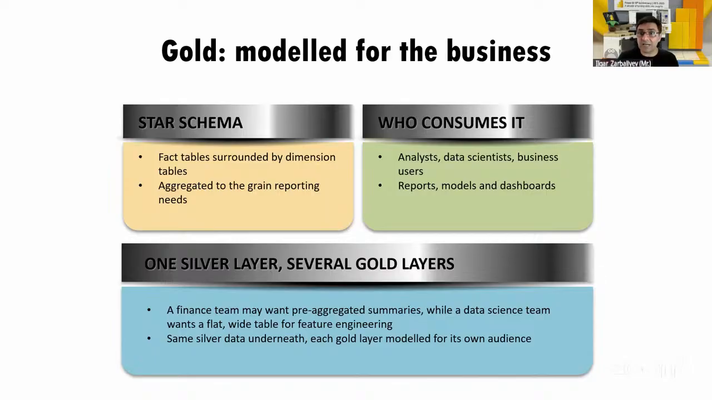Now the point on the white card, which people often miss. The shape of gold depends on who is consuming it. A finance team may want pre-aggregated summaries. A data science team may want a flat, wide table optimized for feature engineering. Those are different shapes and that's fine. You can have more than one gold layer. Same silver data underneath. Each gold layer modeled for its own audience. That's a much better answer than arguing about which model is correct.